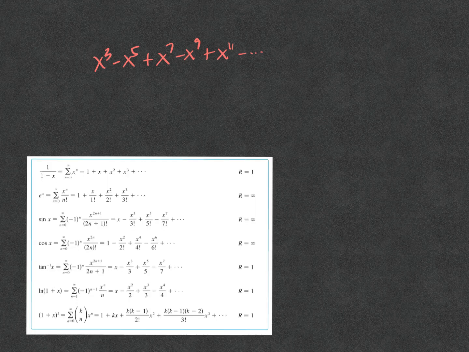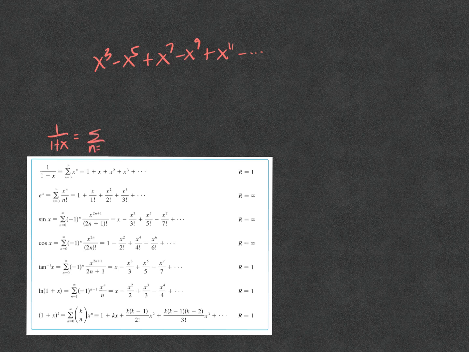All right, let's look at this one. It says x to the third minus x to the fifth plus x to the seventh minus x to the ninth plus x to the 11th minus dot, dot, dot. So let's bring in our handy dandy table. Some textbooks have another one on their table that's not on this one that I posted here. So let me add it for you.